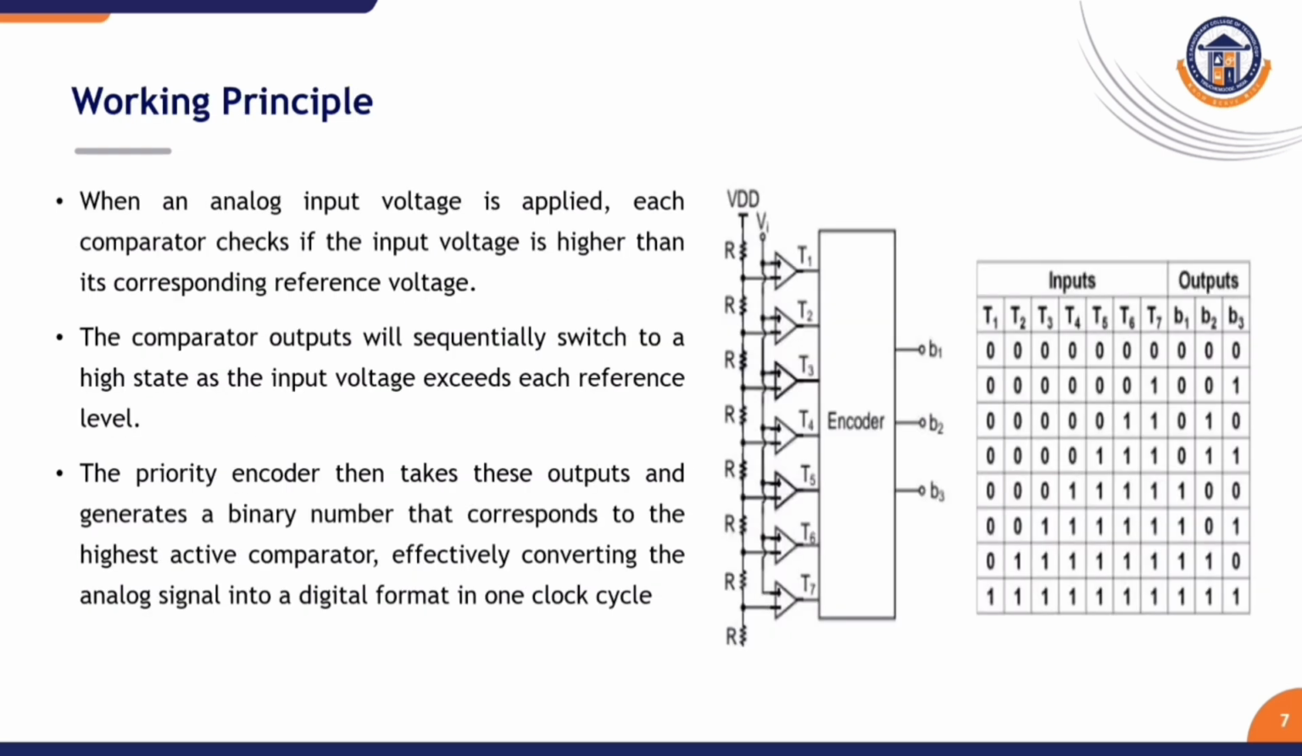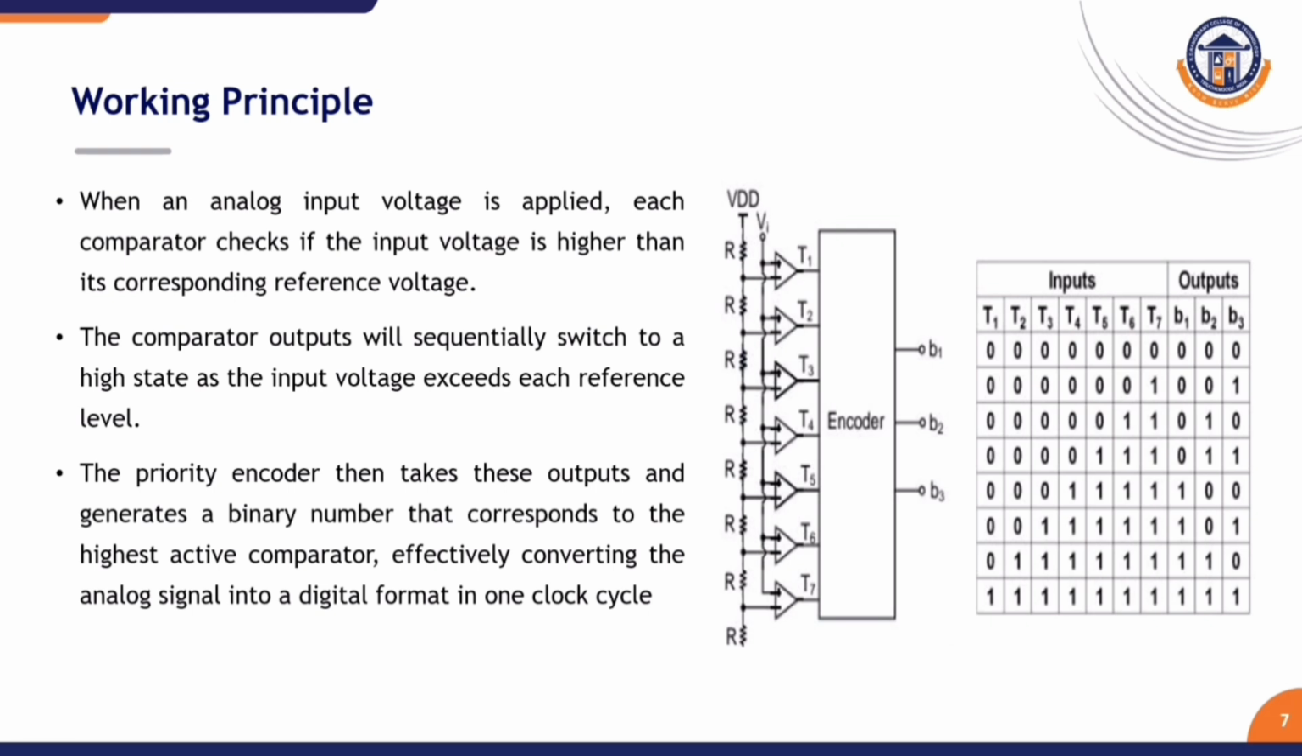Working principle of a flash type ADC. Let us understand the working principle step by step. When an analog input voltage is applied, each comparator checks whether the input is greater than its reference voltage. All comparators with reference voltage lower than the input will produce logic 1, others will produce logic 0. This creates a pattern where the outputs go high sequentially up to a certain level. The priority encoder then detects the highest active comparator and converts that position into an equivalent binary number. Since all the comparisons happen simultaneously, the conversion is completed in a single clock cycle.